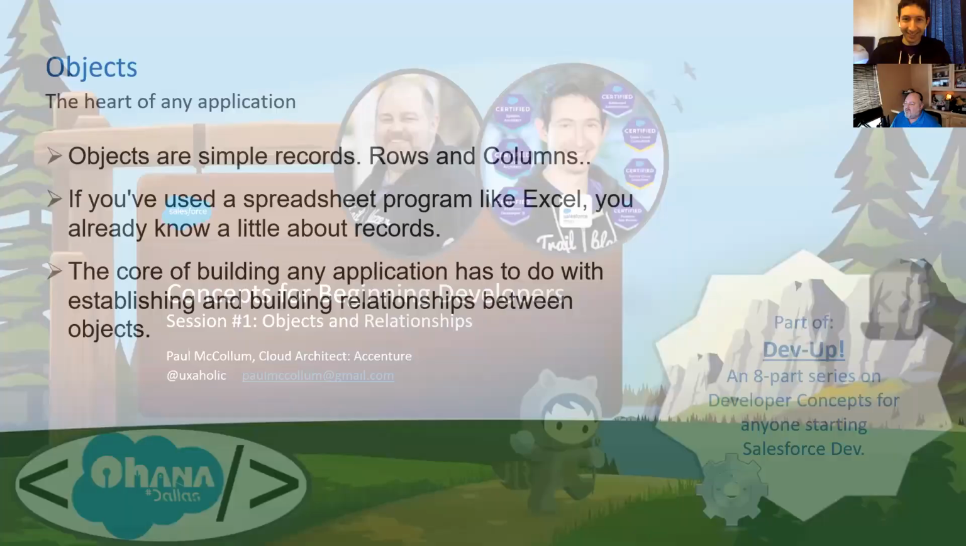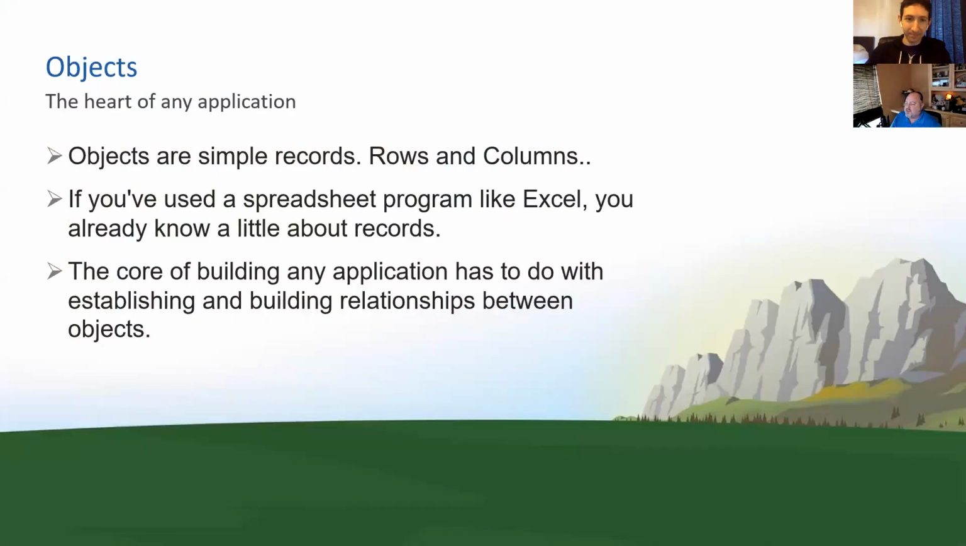All right, so this first session is objects and records. Objects is a fairly basic concept inside of Salesforce. If you've worked with Excel, you know rows and columns. Objects are basically Salesforce's implementation of a database table, records being a row in the table, fields and so forth being the column. It's the core of building any application inside of Salesforce, setting up relationships between different logical entities and different objects.